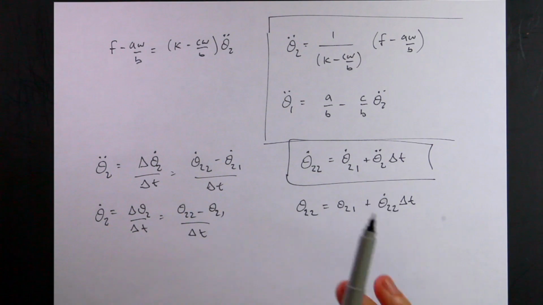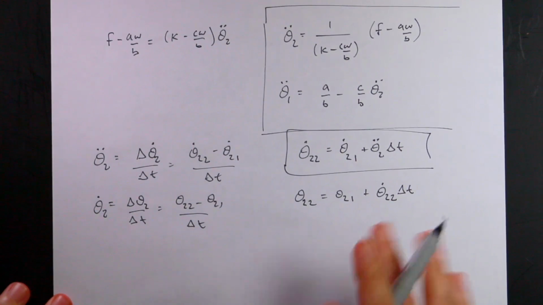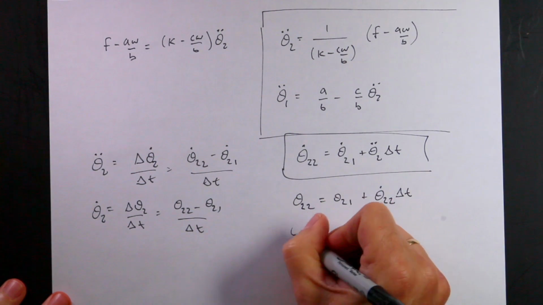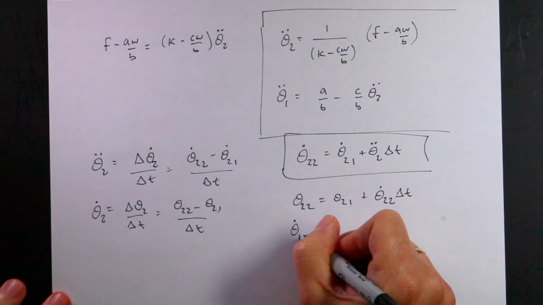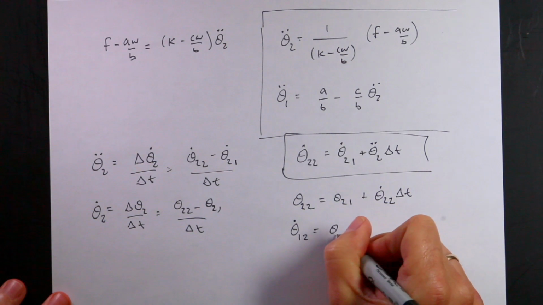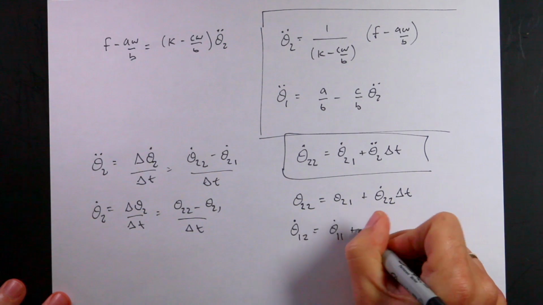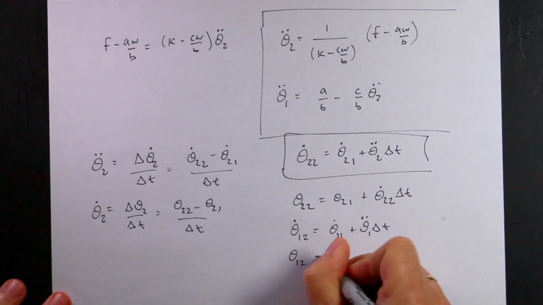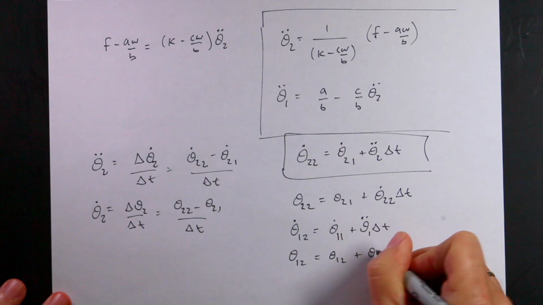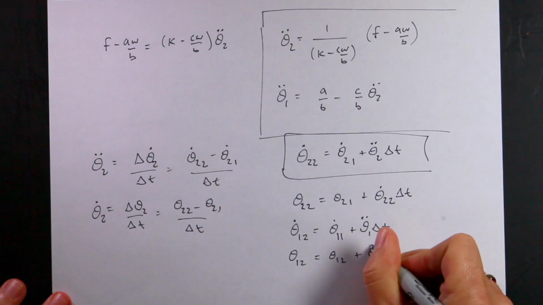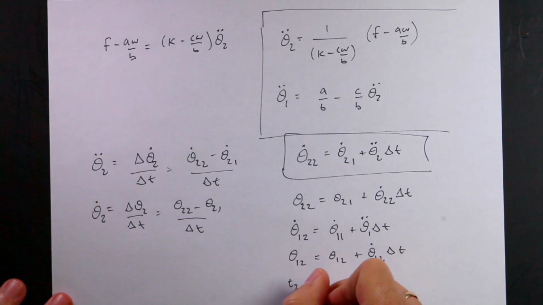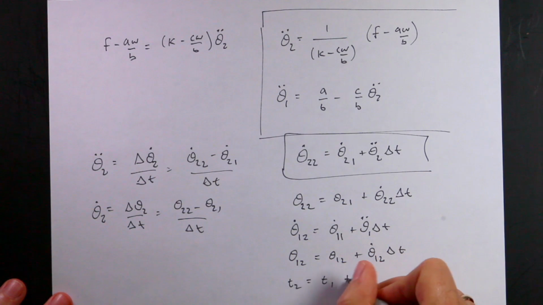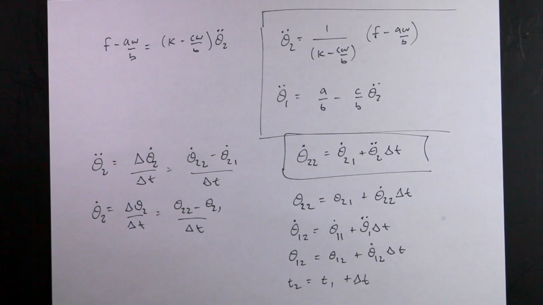And yes, there are better methods that you could do here. You could do better numerical models to do this, but I'm going to use this one. Now if I repeat the same thing for theta 1, I get theta 1 dot 2 equals theta 1 dot 1 plus theta 1 double dot delta t, and theta 1, 2 equals theta 1, 1 plus theta 1 dot 2 delta t, and then t2 equals t1 plus delta t. So that's it. That's my numerical model.